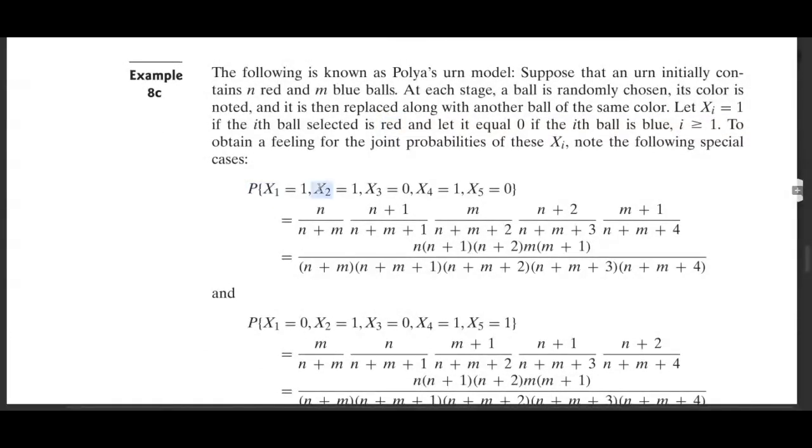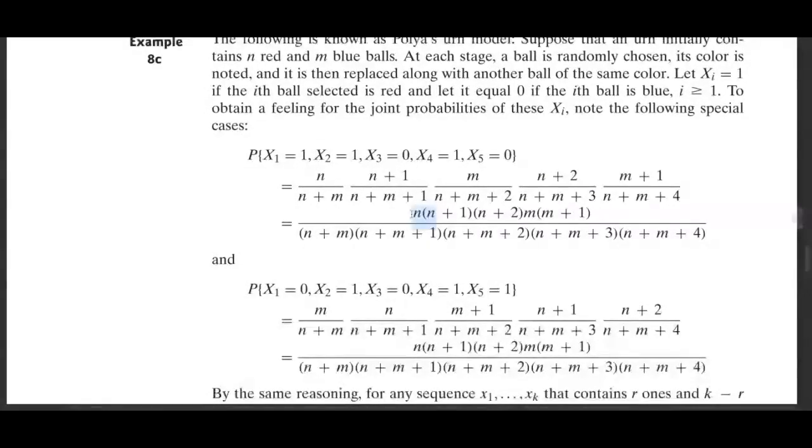So the first one is red, red, blue, red, blue. The probability for the first one is n over n plus m, because we have n red and m blue. The second one is n plus 1 over n plus m plus 1. The third one is blue, so it's m over n plus m plus 2. The fourth one is red, so we have this, and so on and so forth.